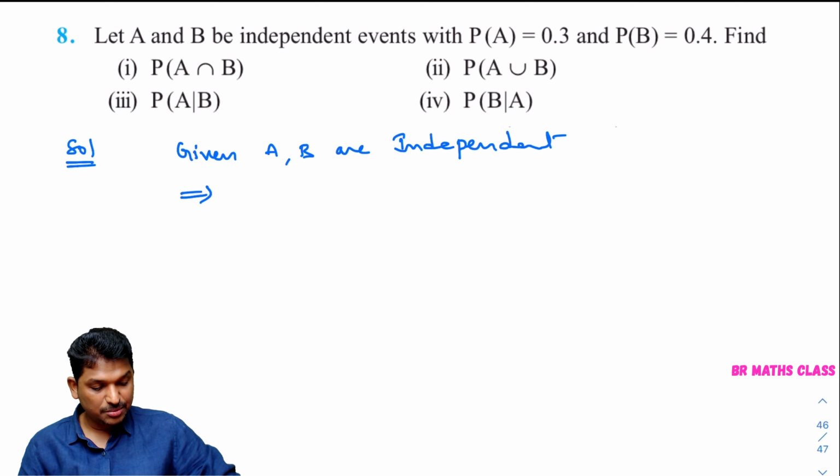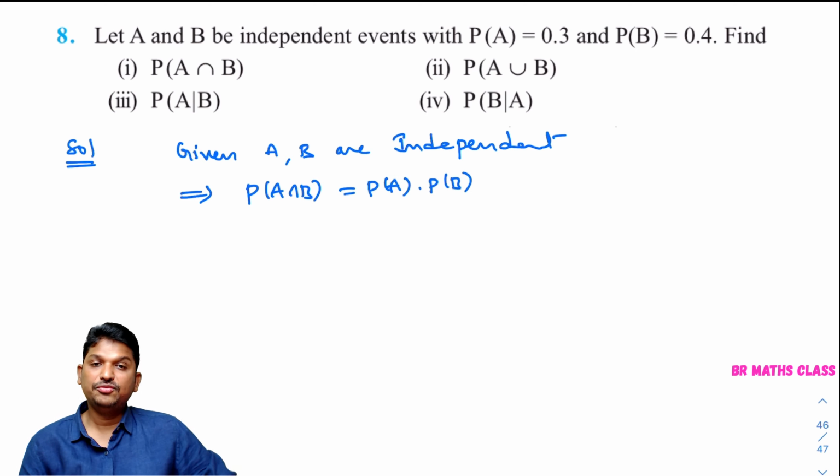Okay, if A and B are independent, what do you know? By this time you must be good in this. Probability of A intersection B is probability of A into probability of B.